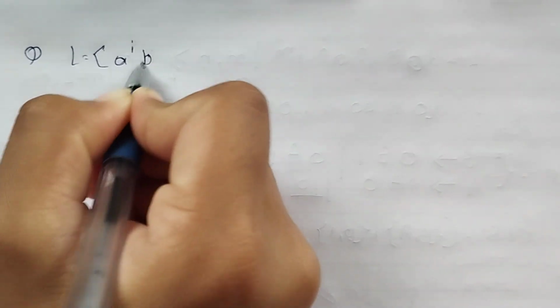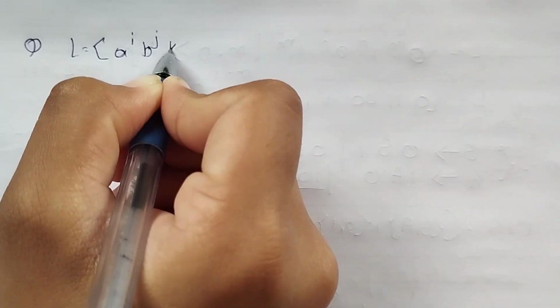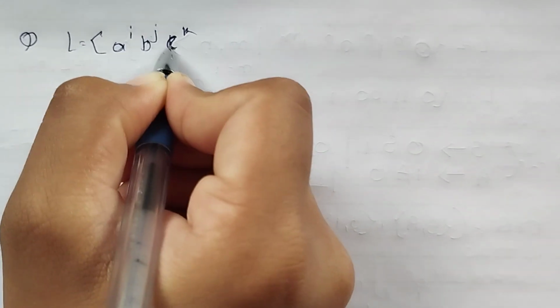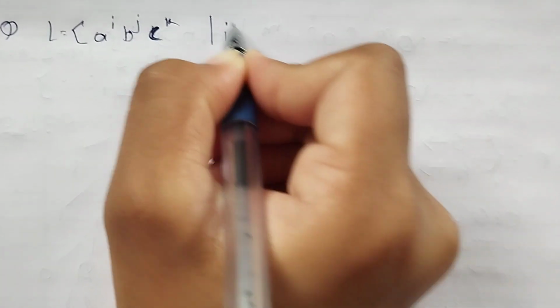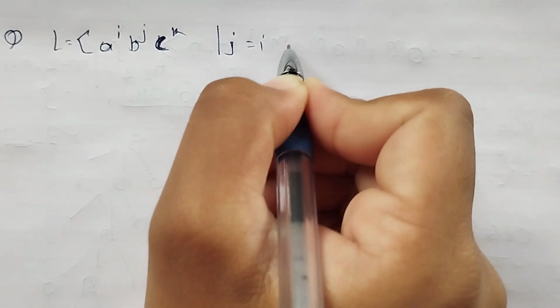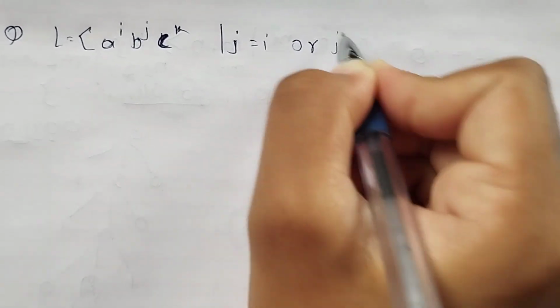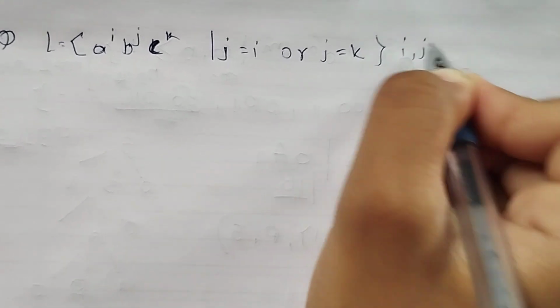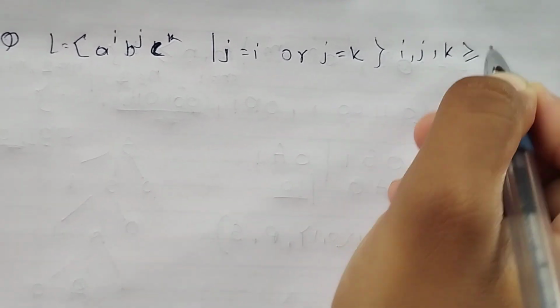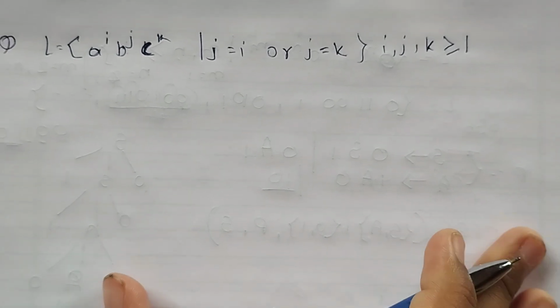Now we see one more example. So the question is a raised to i, b raised to j, c raised to k, where j is equal to i or j is equal to k. This is the condition, and i, j, k are greater than or equal to 1. So this is the question.